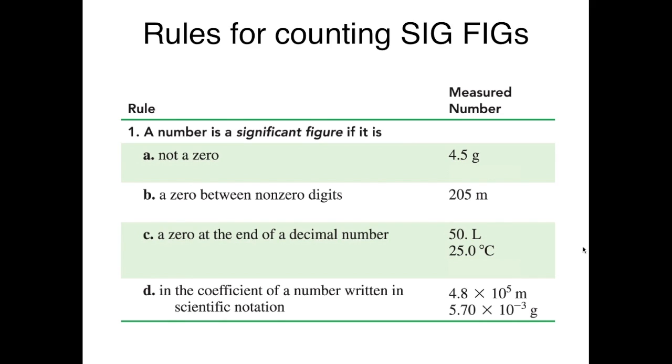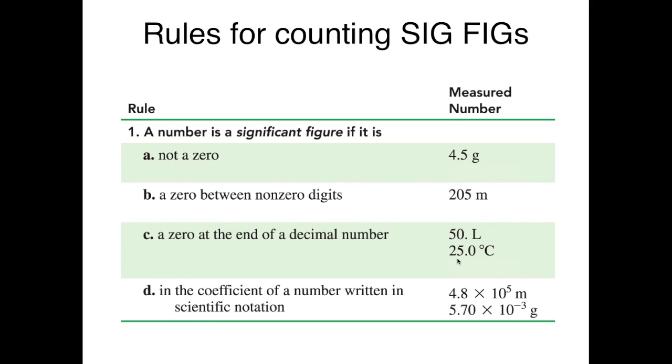In case C, a 0 is significant if it is at the end of a decimal number. So anytime you have a decimal number, this is considered a decimal number, right? 50 point. Whenever you see that point, that makes it a decimal number. Any zeros that are at the end, we call them trailing zeros. They are significant. So in 50 point, 5 is significant and 0 is significant. Now whether that 0 is before or after the decimal, it doesn't matter. If it is at the end, it is trailing, it is significant.